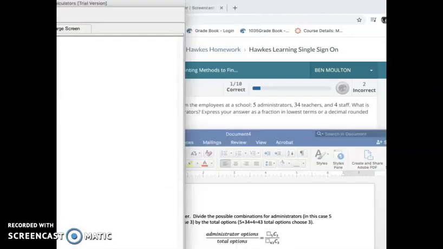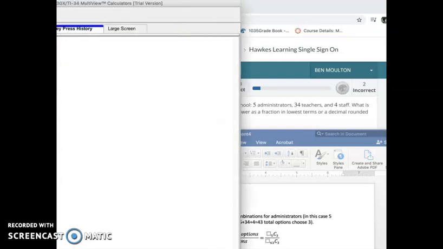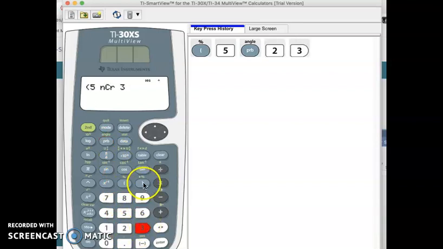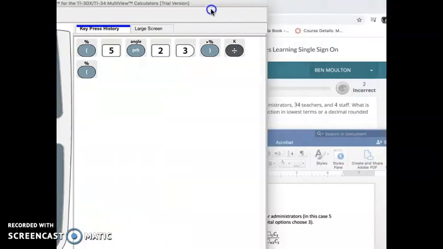I'm going to use my little handy dandy calculator here. 5 choose 3 over 43 choose 3, right? So I'm going to use parentheses here. Let's go parentheses 5, and we're going to choose 3, and we'll close that off. I'm going to see if this works. I'm not sure if it will. I think I tried this once before and it didn't work, but we'll see. Divided by 43 choose 3.